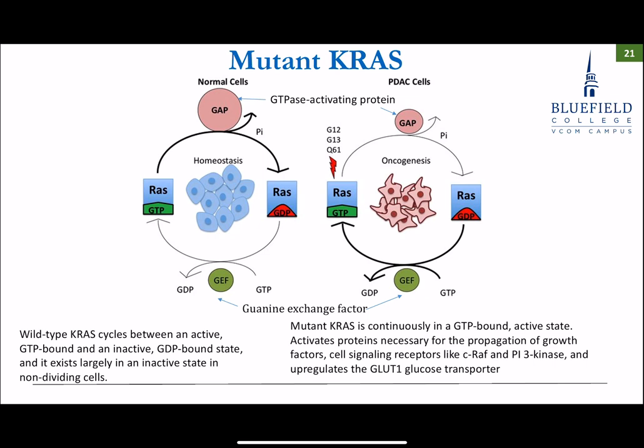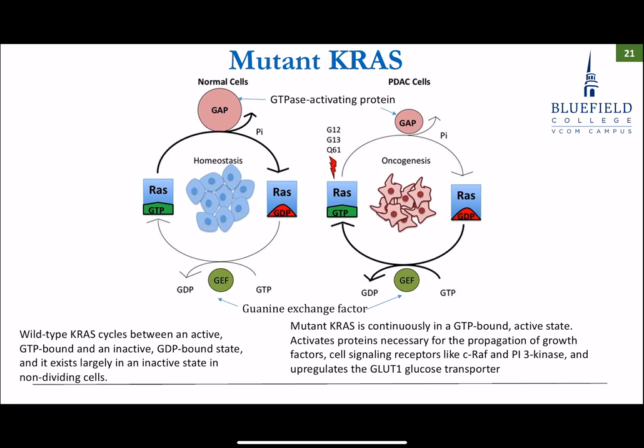But when KRAS mutates and underlies oncogenesis, then it's continuously in this active GTP-bound form. So it's shown here with this arrow. We see that in the normal cells, the arrow is thick, leading to GDP, which is the inactive form, versus cancer, when this KRAS is in the GTP-bound, active form for the most part.